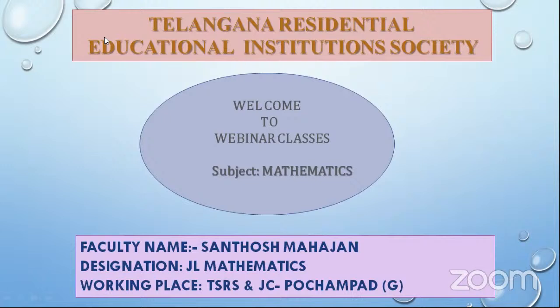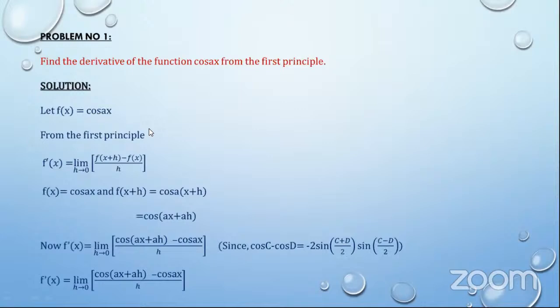PSRJC, Pochampad, Girls. Today we discuss the chapter differentiation. Long questions are completed yesterday. So today we discuss the short answer questions and very short answer questions. Question number 1. Find the derivative of the function cos ax from the first principle.